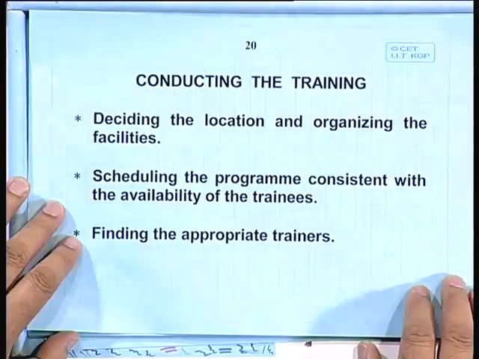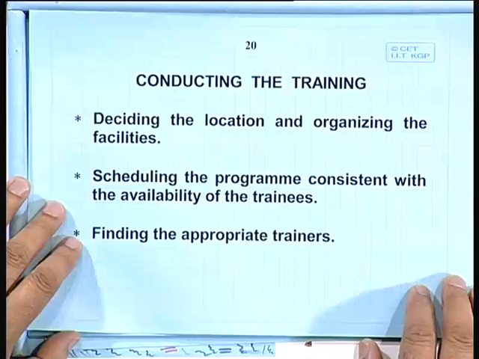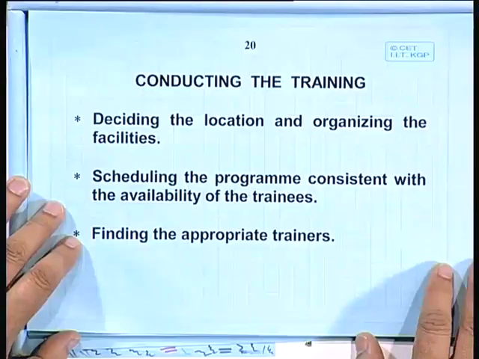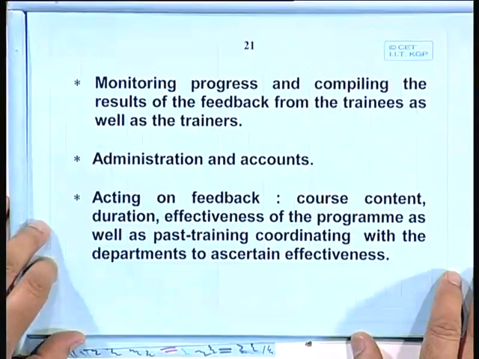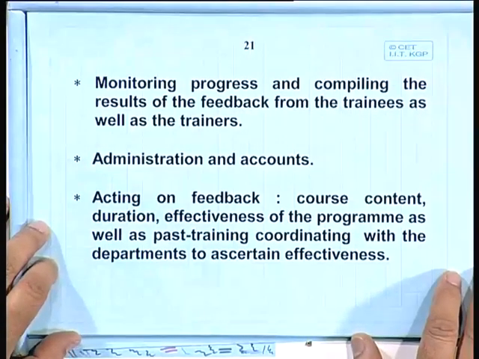Scheduling the program consistent with the availability of the trainees. Don't think it's easy, you just ask for trainees and they come. You will find most departments say we cannot spare them, we got rush job now. So, the HR department has to do calendaring. Finding the appropriate trainers, also no point in having lousy trainers to do training, then you will be discredited, the whole process is defeated. Not easy to get good trainers, there are many trainers, but good trainers not so many.